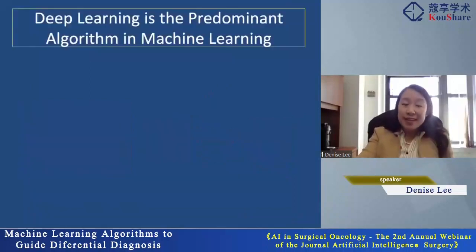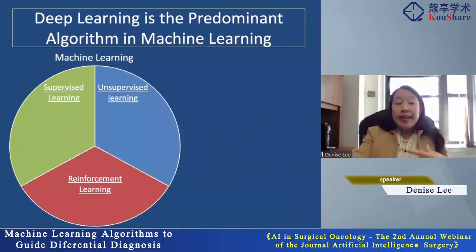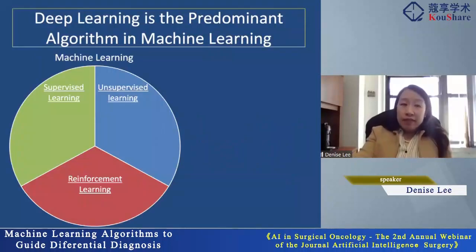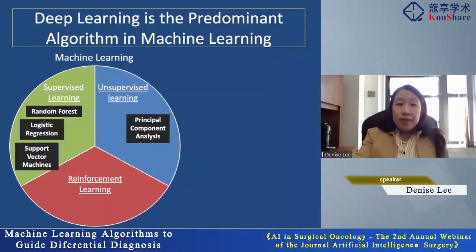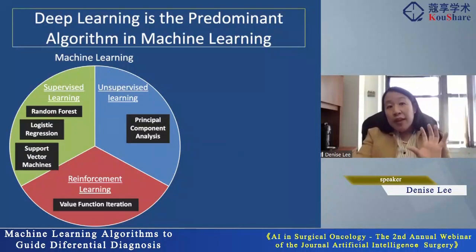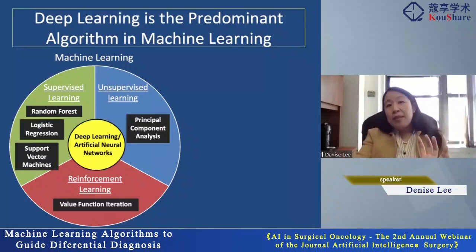So deep learning is also a term that we use often. It's really just a predominant algorithm that's used in machine learning, especially, as we know, for image analysis. Machine learning has various different methodologies. In supervised learning, there's random forest, logistic regression, support vector machine, et cetera. Unsupervised learning: principal component analysis. Reinforcement learning: value function iteration. So deep learning is just a methodology that can be utilized in all different subtypes of machine learning.